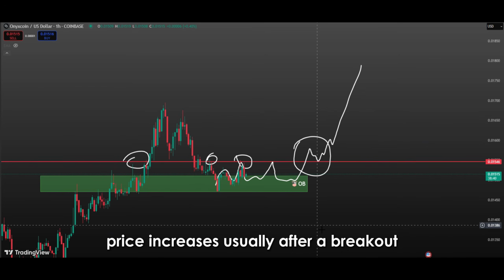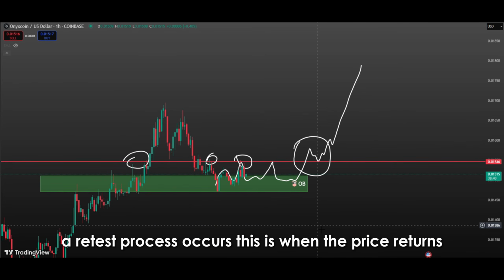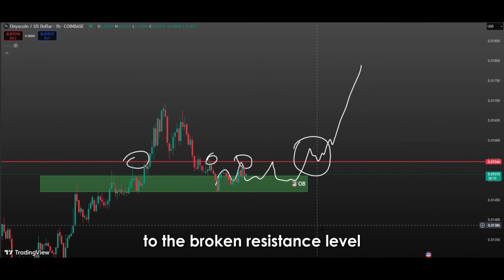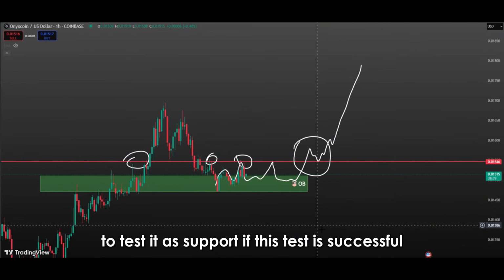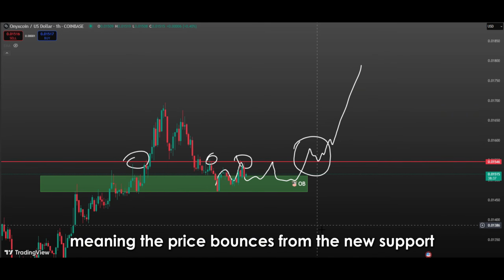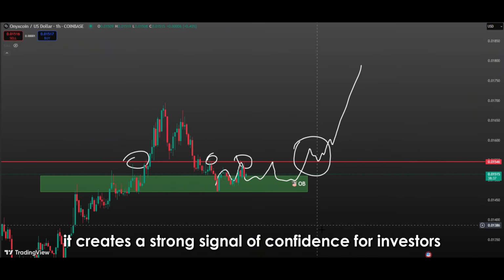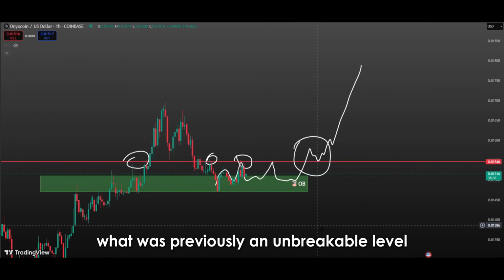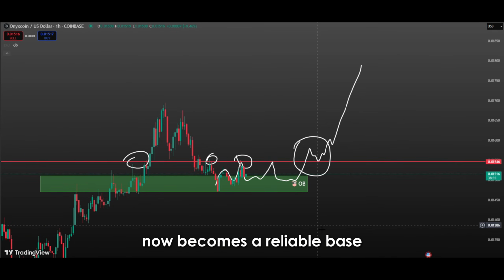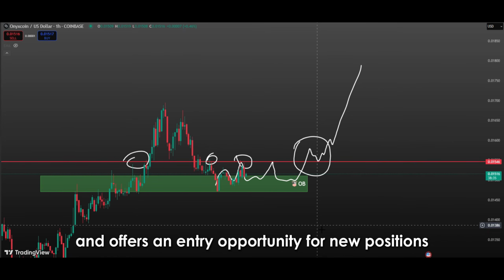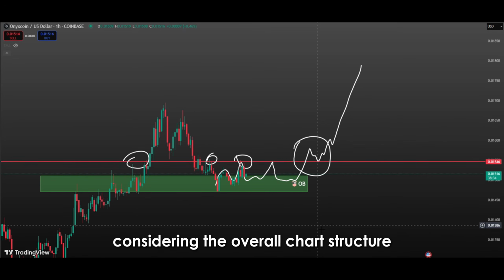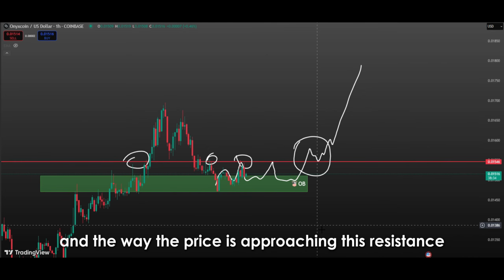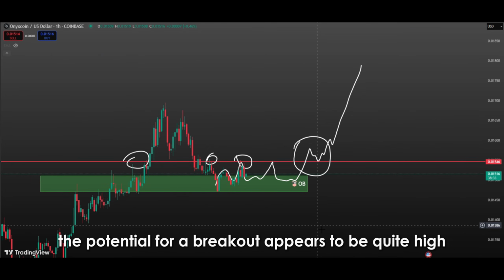Usually, after a breakout, a retest process occurs. This is when the price returns to the broken resistance level to test it as support. If this test is successful, meaning the price bounces from the new support, it creates a strong signal of confidence for investors. What was previously an unbreakable level now becomes a reliable base and offers an entry opportunity for new positions. Considering the overall chart structure and the way the price is approaching this resistance, the potential for a breakout appears to be quite high.